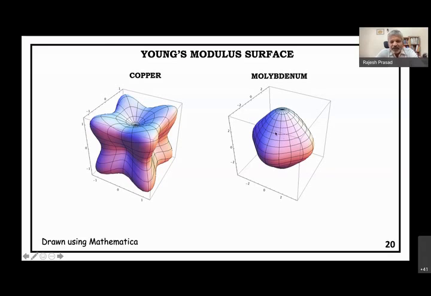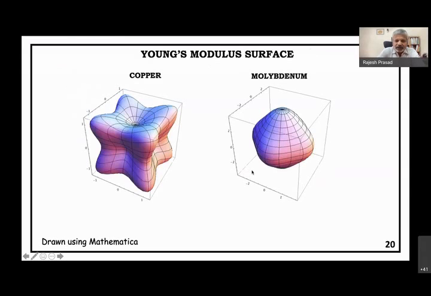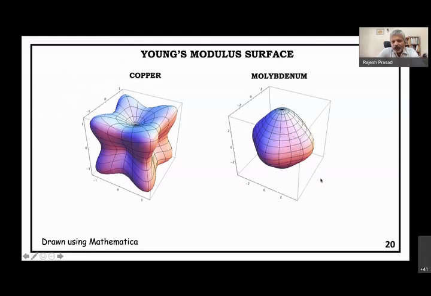So if we look at molybdenum, it has a different value. The values are not shown, but it's more depressed. It's opposite of this. So what you see is the highest value along 111 for copper is actually the lowest value along 111 for molybdenum. It's stretched along the cube axis and depressed along the body diagonal.